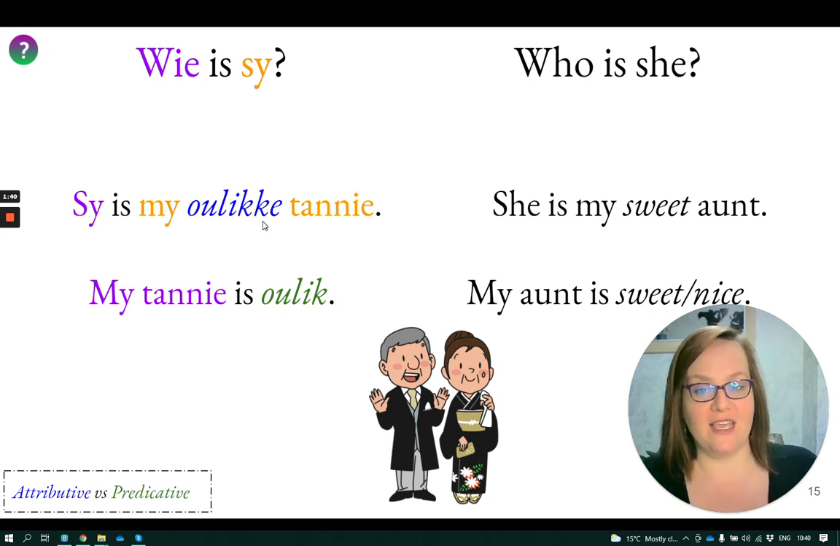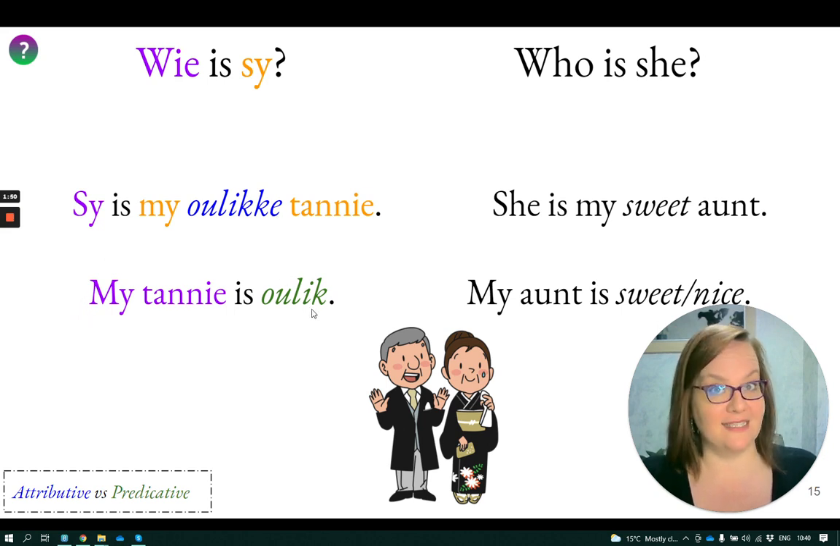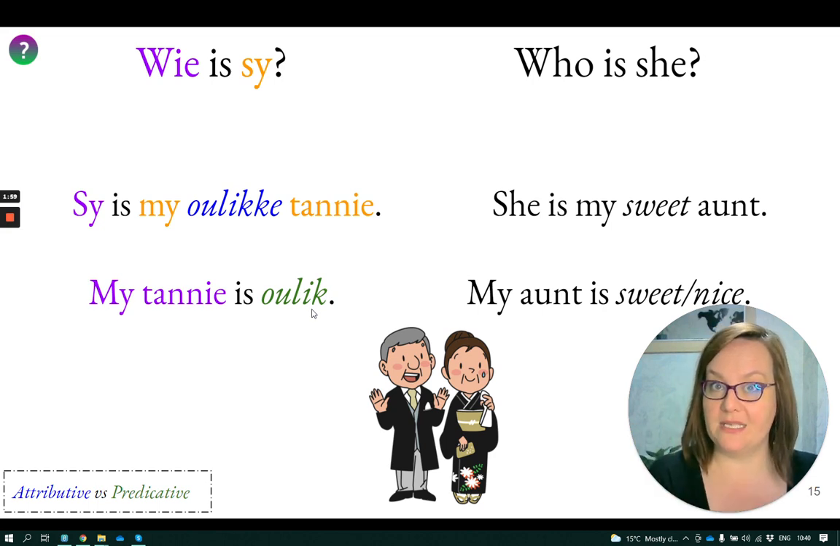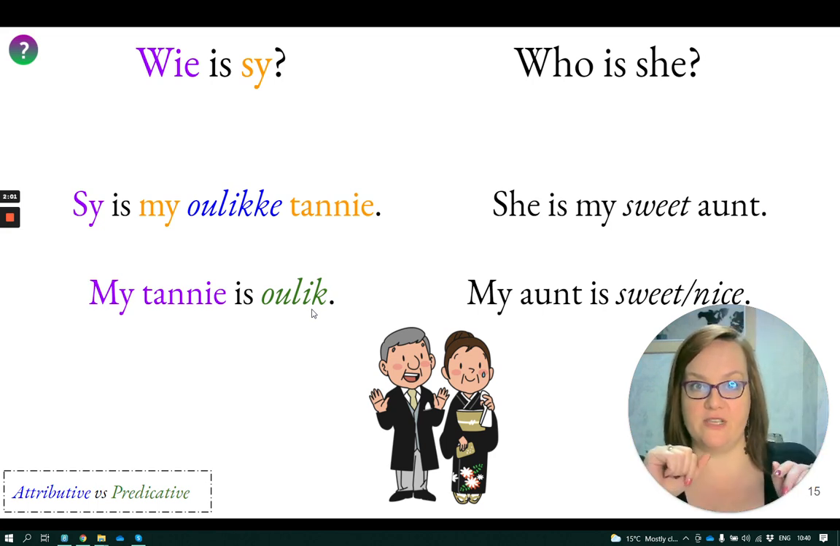So you get that attributive adjective there, which gets the E. But if you just want to say, my tannie is oulik, that's it. My tannie is oulik. Can you see the difference? The predicative is written after the tannie. We are describing the tannie. The predicative is written after tannie.